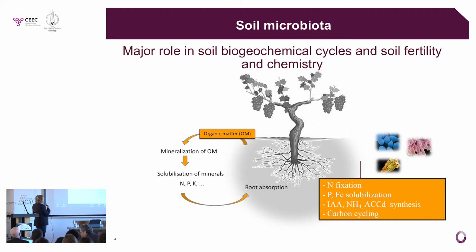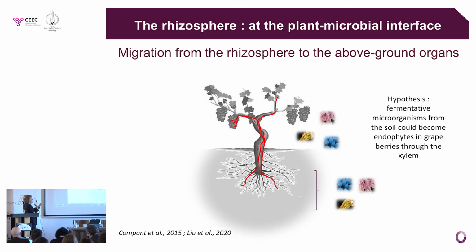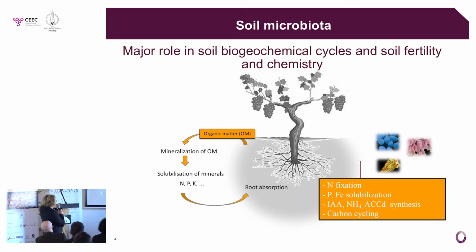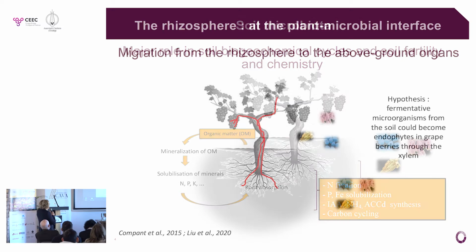So soil microbiota play a major role, of course, in biogeochemical cycles, soil fertility and chemistry, and they play a role in nitrogen fixation, phosphate and iron solubilization, production of hormones, enzymes involved in plant growth, and of course carbon cycling. Then, at the interface of the plant and soil, there is one very important compartment, which is the rhizosphere.